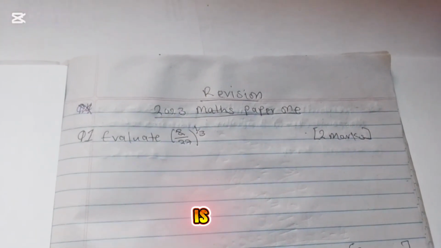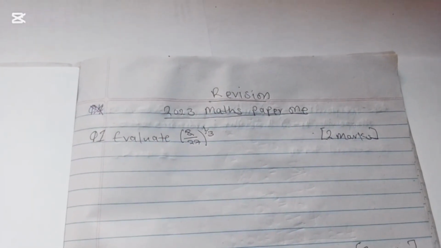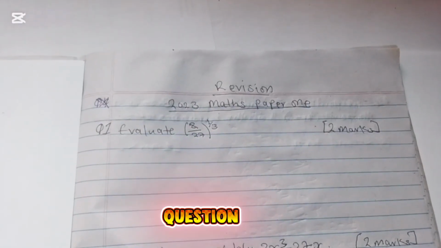So this is 2023 Maths Paper 1. Remember, this is Paper 1. The calculator is not allowed in the examination room. So now we're going to revise from question number 1 to question number 10.